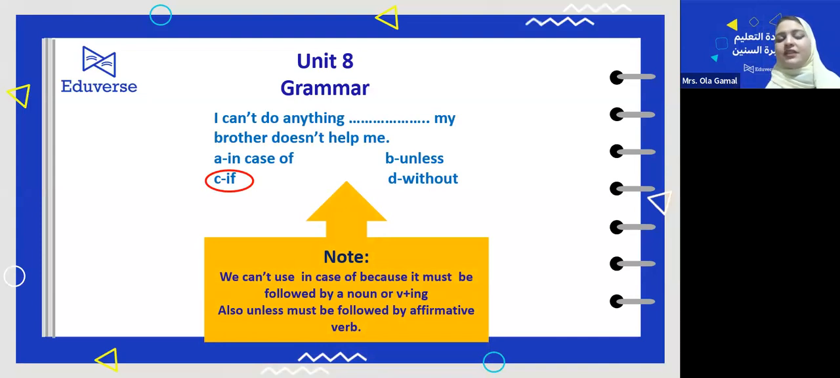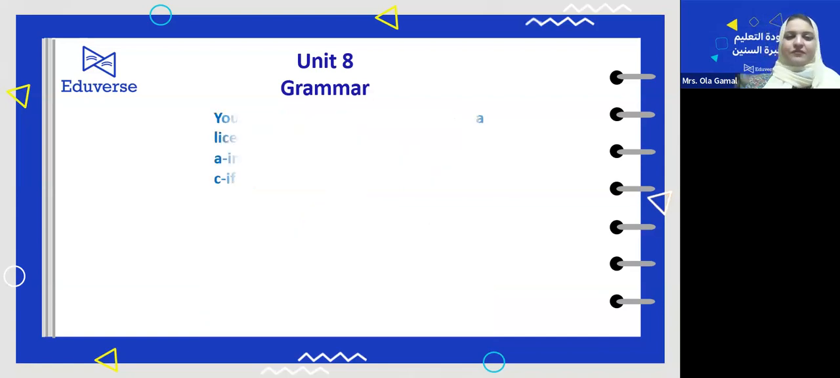So we can't use in case of here. Why don't we use in case of here? Write this in your notebook. It's very important because it must be followed by a noun or verb plus ing. It must be followed by a noun or verb plus ing. Also, unless must be followed by an affirmative verb. So that's why we used if in this sentence. We didn't use in case of, we didn't use unless, and of course we can't use without.